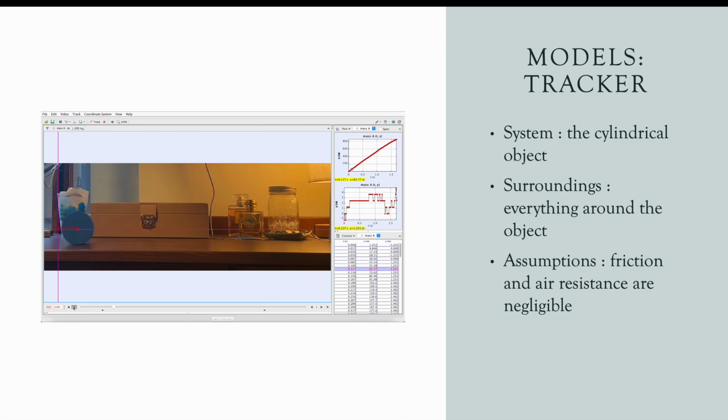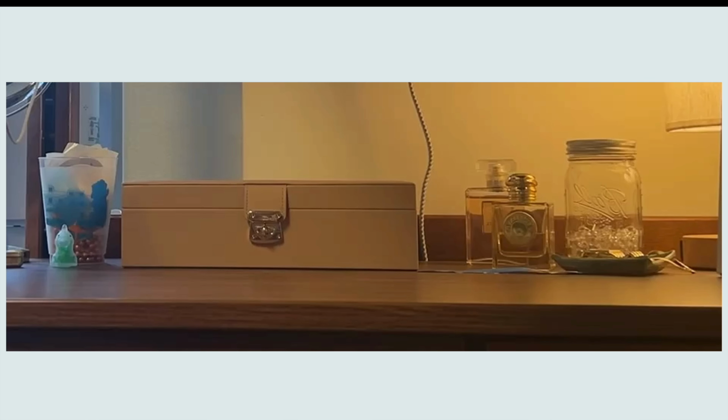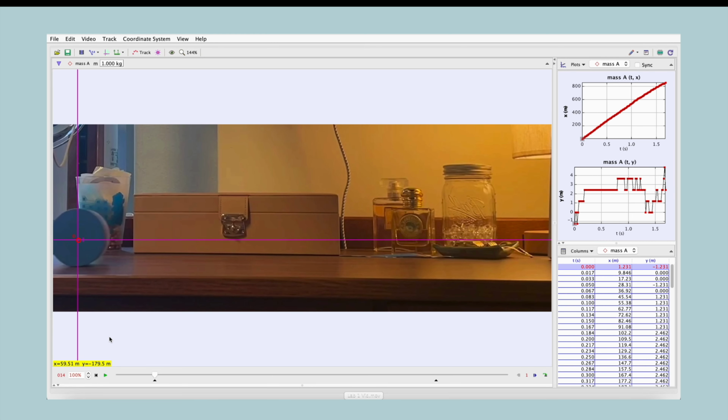The first model used in this experiment was the Tracker model of the actual object. In this, the system would be the cylindrical object, our surroundings are everything around the object, and the assumptions made are that friction and air resistance are negligible. We have our original video, as well as the video added to the Tracker platform.